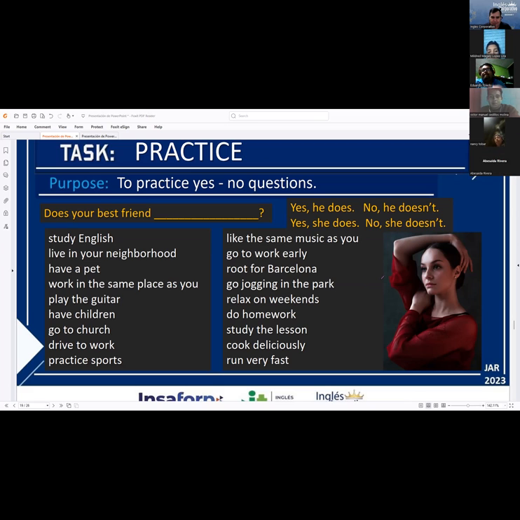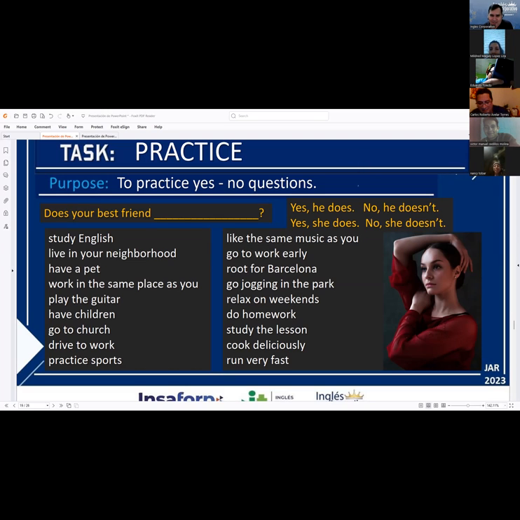Does your best friend root for Barcelona? What is root for Barcelona? Barcelona is a soccer team, so it means: is your best friend's favorite team Barcelona? Someone said no, Messi doesn't play there anymore. No problem. Does your best friend root for Águila, Alianza, FAS, or Firpo?